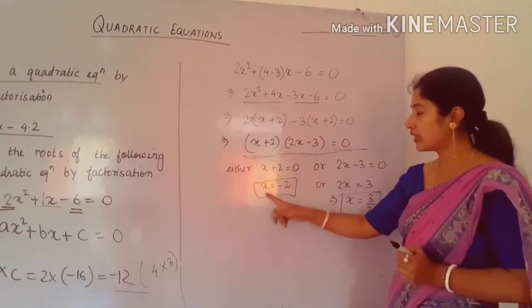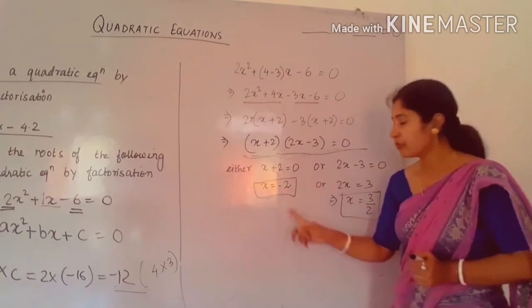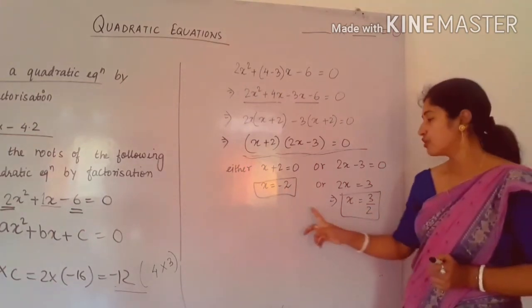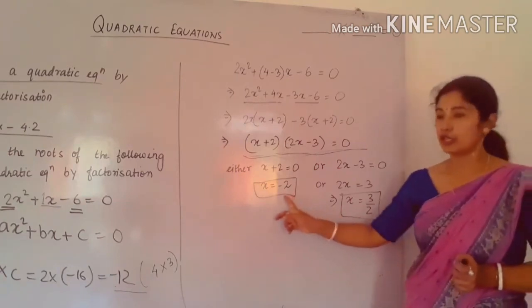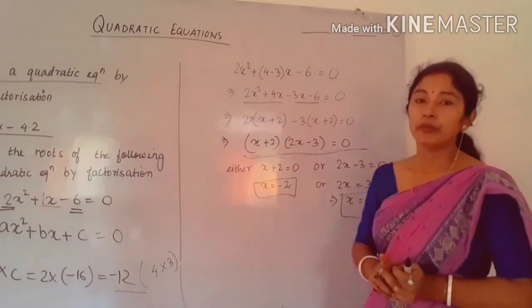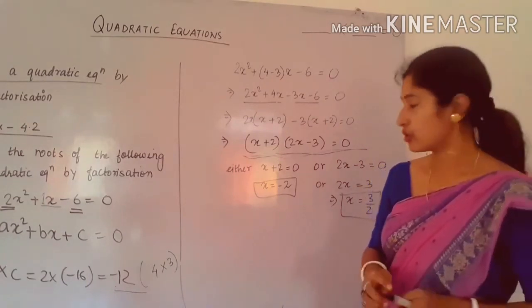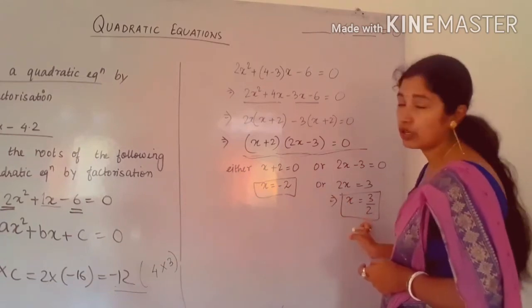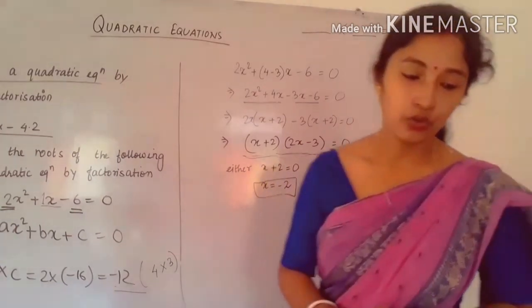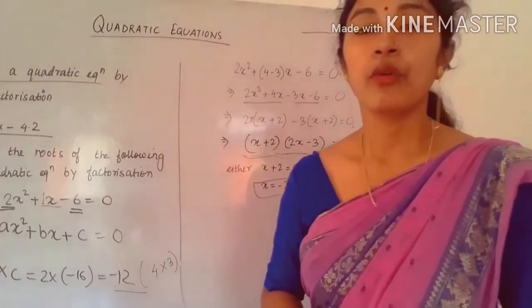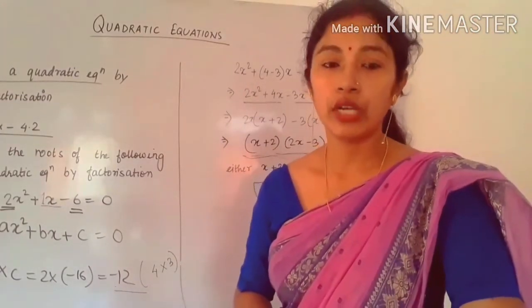So from this we get the value of x as minus 2, and from this we have the value of x as 3 by 2. So we got two solutions. The quadratic equation has two solutions: the first solution is minus 2 and the second solution is 3 by 2. In this way we solve the quadratic equation using the factorization method.